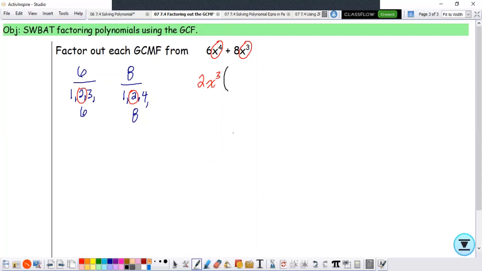Open my parentheses. What do I take times 2x to the third to give me 6x to the fourth? Well, 6 divided by 2 is 3. And I have an extra x on the x to the fourth than I do on x cubed, so that becomes 3x. Then it's plus 8 divided by 2 is 4. I have the same number of x's, so I don't need an x on this term. So this factors out as 2x to the third times 3x plus 4.